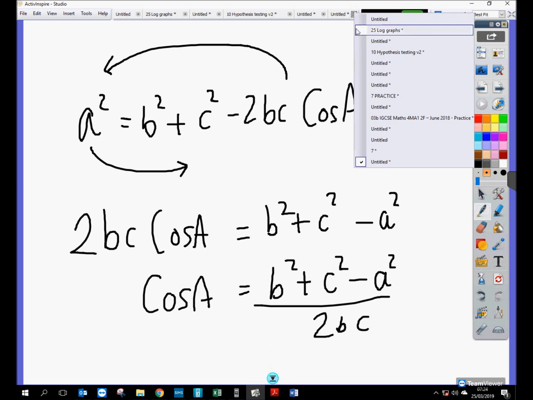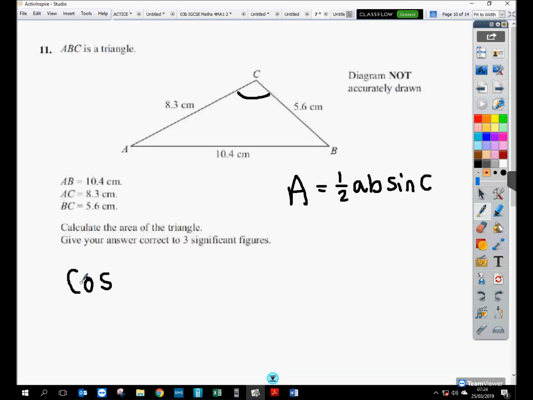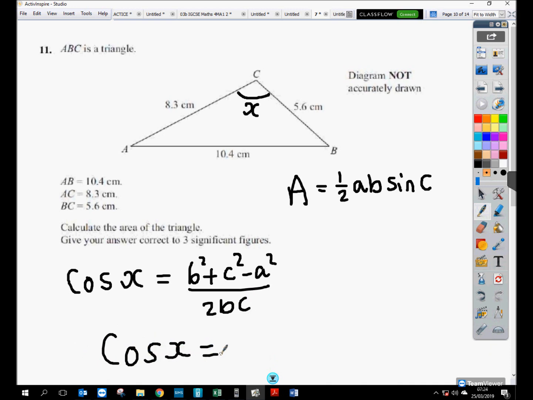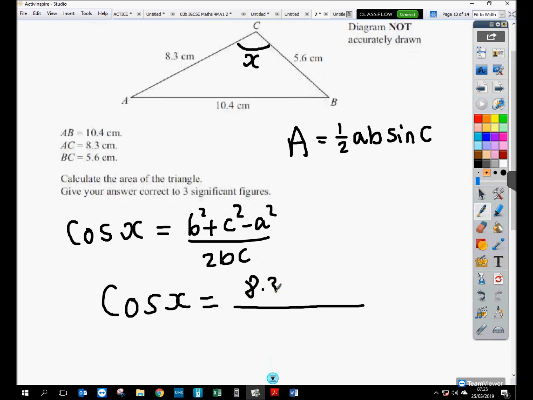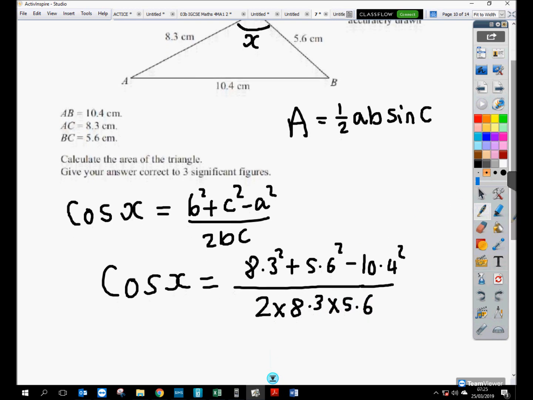Now in the cosine rule, b and c are the two sides that sandwich the angle. So we have cos of the angle, let's call it x, is equal to b squared plus c squared minus a squared over 2bc. Don't forget, b and c are the two sides which sandwich the angle. Now, I have chosen x to be my angle. That means 8.3 and 5.6 sandwich my angle. So I have something like this: 8.3 squared plus 5.6 squared minus 10.4 squared, and it's over 2 times 8.3 times 5.6. And then x is equal to inverse cos of this.